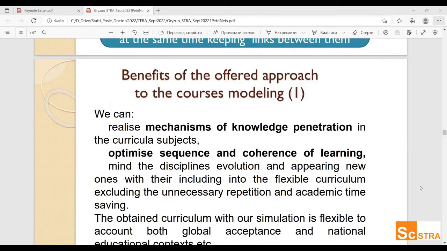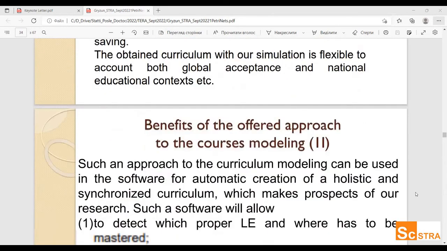So, in terms of the benefits of the offered approach, I'd like to say that in such a way, we can realize mechanisms of knowledge penetration in the curricular subject. We can optimize sequence and coherence of learning, mind the discipline's evolution and the appearance of new ones with their inclusion into the flexible curriculum, excluding unnecessary repetition and saving academic time. The obtained curriculum with our simulation is flexible to account for both global acceptance and national educational context, etc.